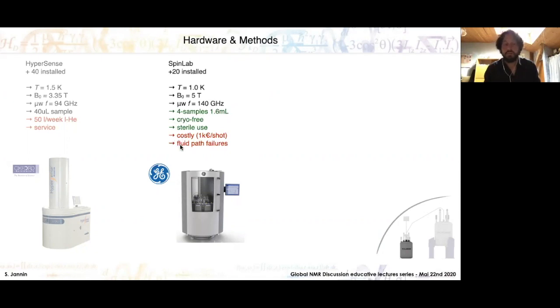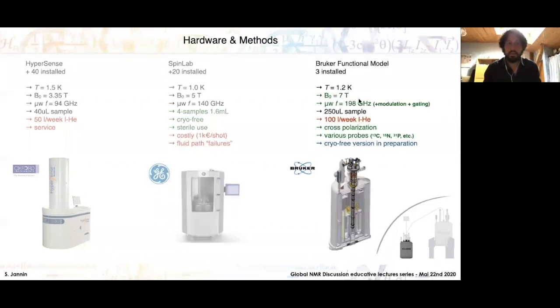And the 2 drawbacks from the point of view of an NMR spectroscopist is that it's very expensive, plus also each polarization is costly because you have to change the fluid path. And this is something I'm not really sure, but I've heard customers report failures of the fluid path. So it seems that there's still some hardware issue on the dissolution side. Then the third one, which has been built by a company, is the Bruker functional model. It's a polarizer that has been installed in 3 different sites, and I think that's the end. It will not be installed anywhere else.